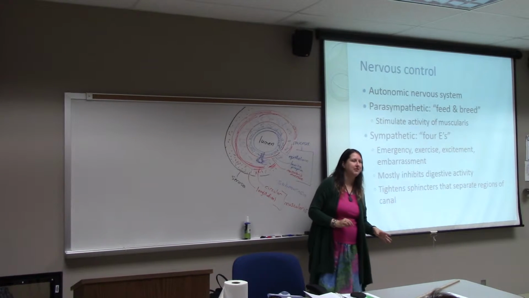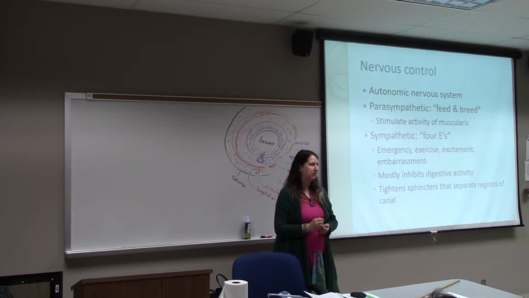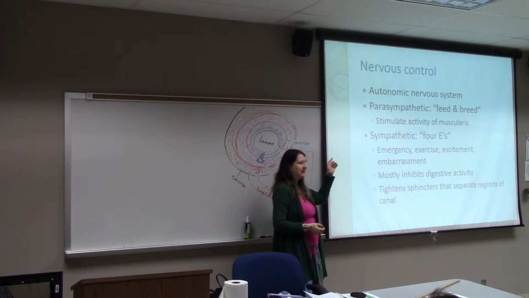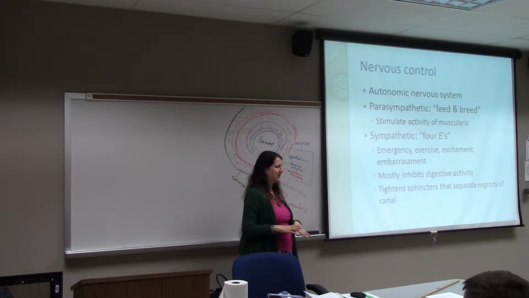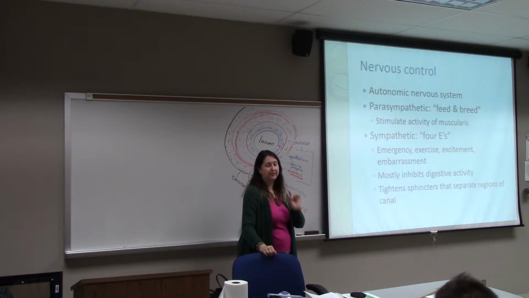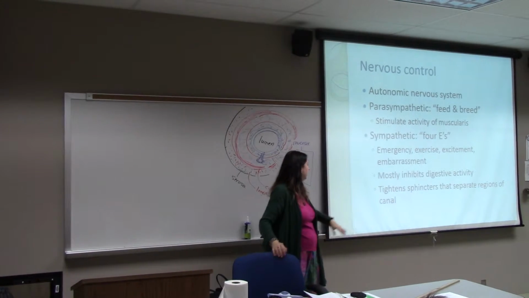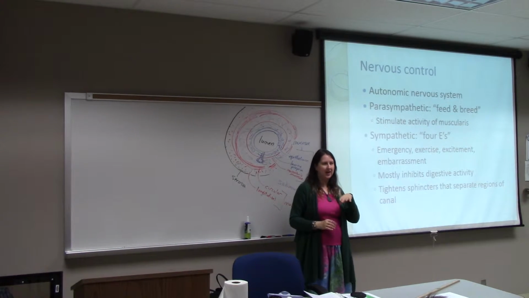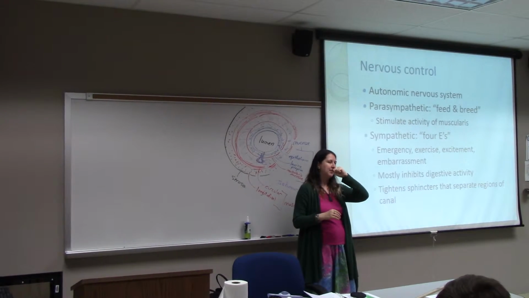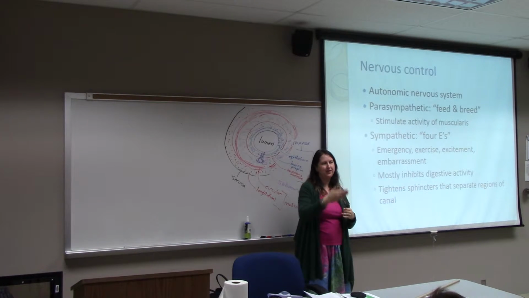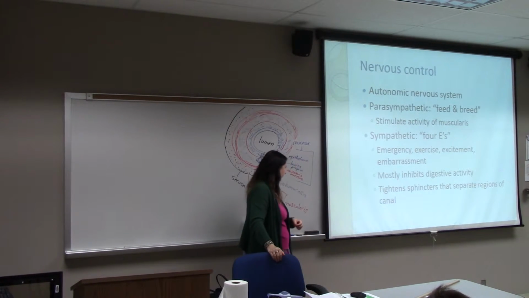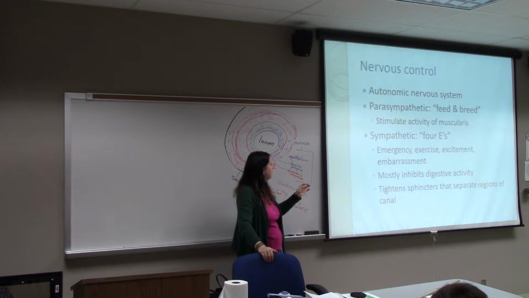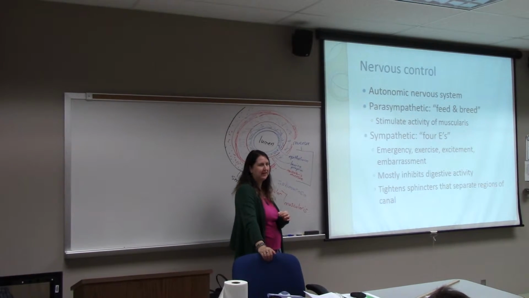The other branch, sympathetic, that's our fight or flight, or 4 E's, emergency, exercise, excitement, embarrassment. For the most part, it's going to inhibit digestive activity, but there's one exception. Sphincters, like the precapillary sphincters, are rings of muscle that can close off a tube. And they're found at the borders of organs, so from esophagus to stomach, stomach to small intestine, small to large. And they're actually tightened by the sympathetic nervous system.